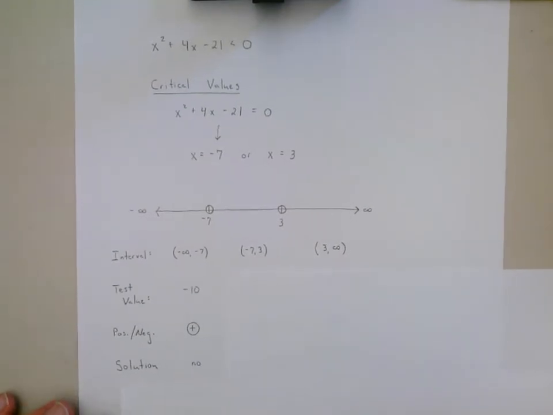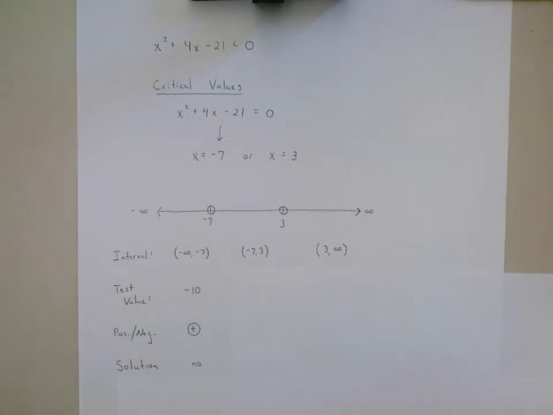So, for my first interval, I'm going to test the x value -10. Now, -10 is between negative infinity and -7. When I substitute -10 into my original polynomial, as we did earlier to check, we ended up with a value of 39. 39 is positive, and therefore that value is not a solution to our inequality. Because -10 is not a solution to the inequality, no values in this interval will be solutions.